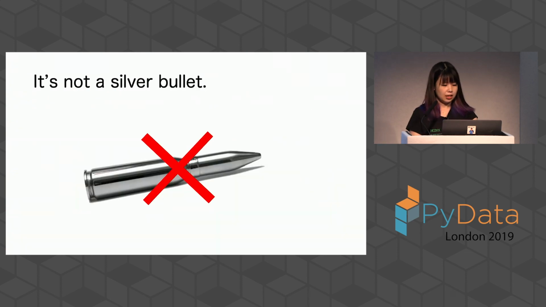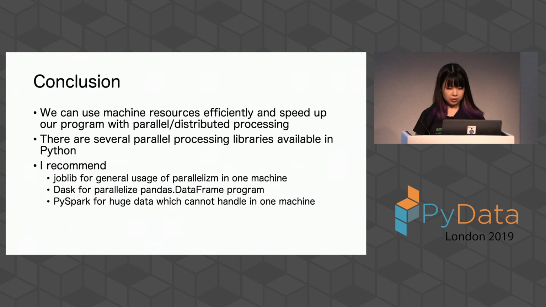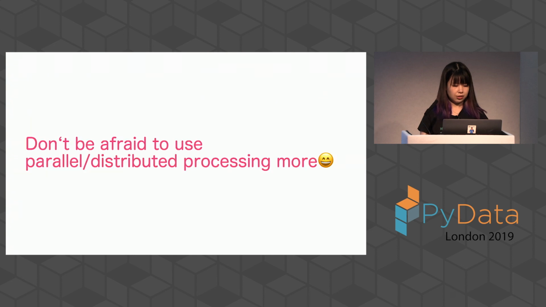Conclusion. We can use machine resources efficiently and speed up our programs with parallel distributed processing. There are several parallel processing libraries available in Python. I recommend Joblib for general usage of parallelism on one machine. I recommend Dask for parallelized pandas data frame programs. I recommend PySpark for huge data which cannot be handled on one machine. Don't be afraid to use parallel or distributed processing more. Thank you very much.